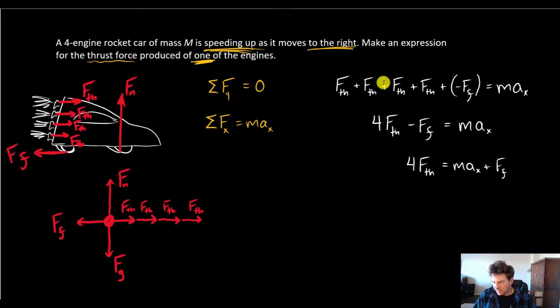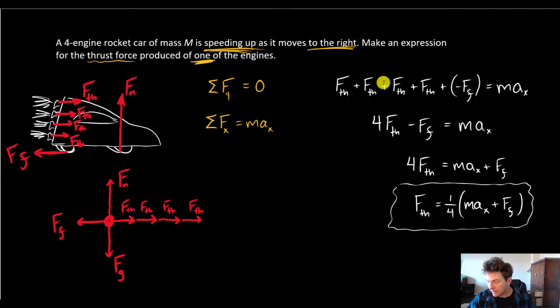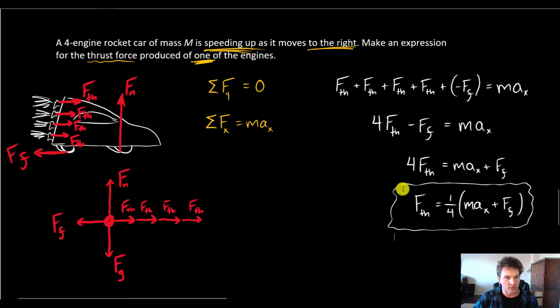Okay, then the last thing I need to do is I'm going to divide both sides by 4 to get that 4 out of there, and that would be 1 over 4. Boom. Okay, there's nothing else I can really do to simplify that. I don't have any good expression for friction force. MA is fine right there. All right, so that is a qualitative answer for the thrust force produced by one of those engines.